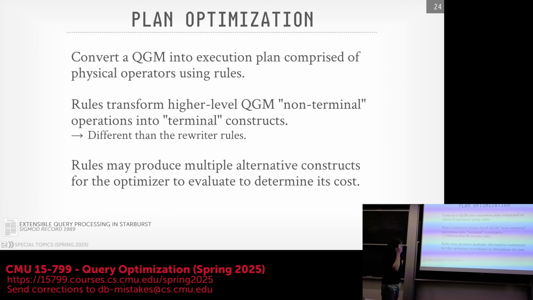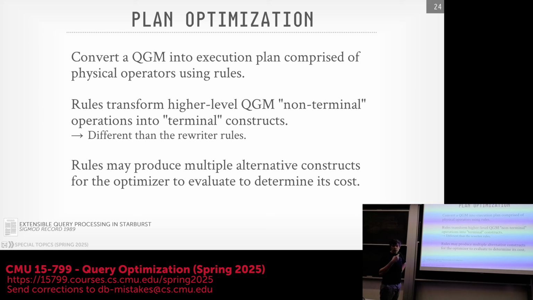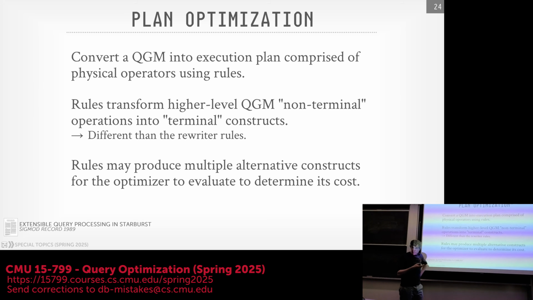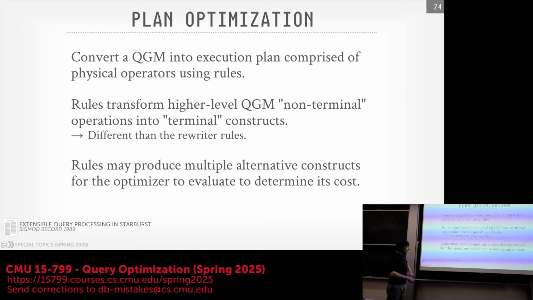Okay, now that we finish the rewriting phase, we have a query graph model that is valid. Now we actually have to convert that to something we can execute in our database system. Again, the query graph model doesn't say anything about the order in which things are going to be applied. It's a logical plan. It doesn't tell you what join algorithm to use, what indexes you're going to use, what tables you're going to use. We got to figure that out now.